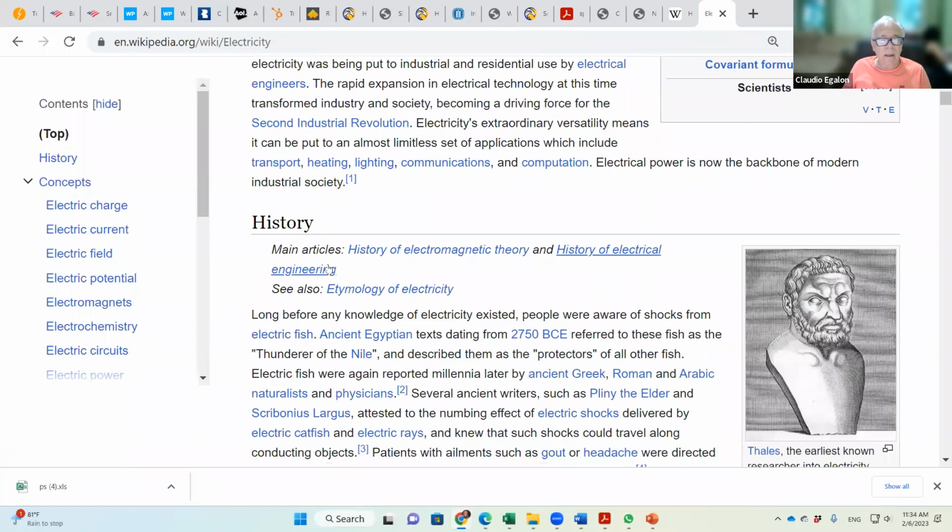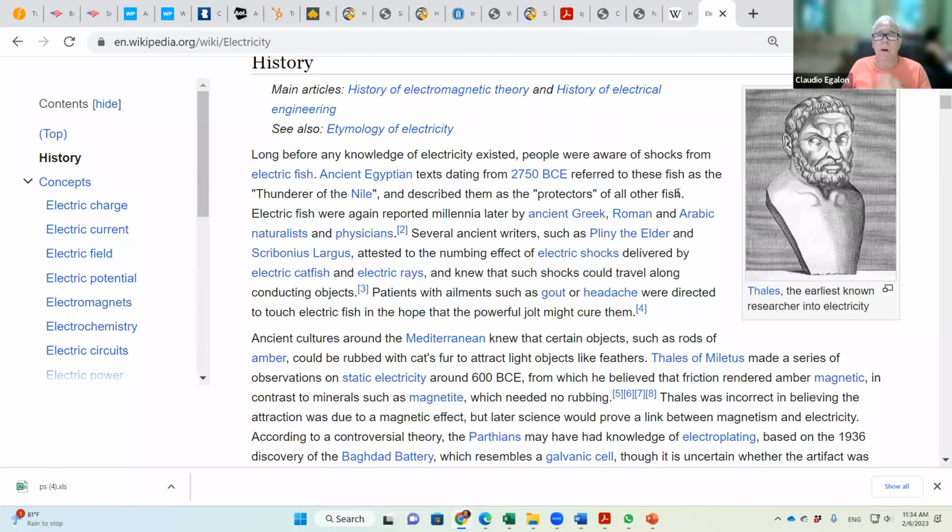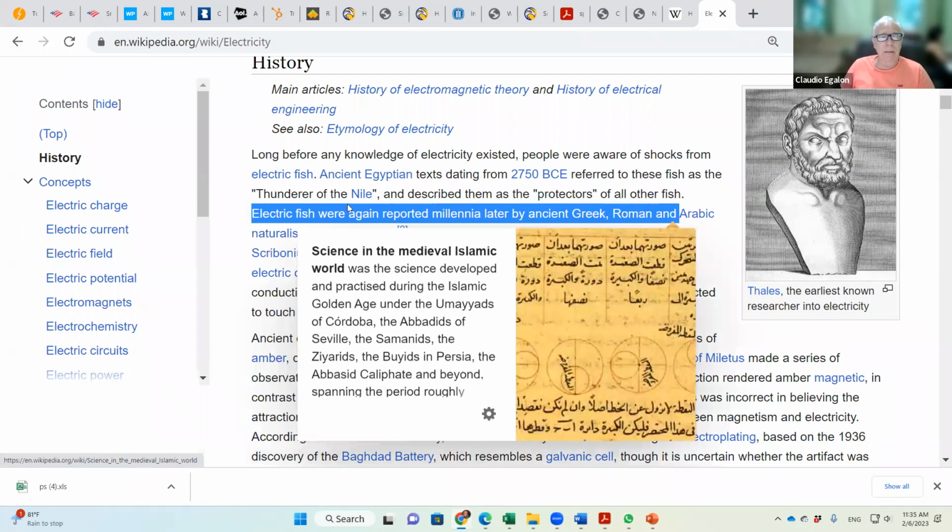Long before any knowledge of electricity existed, people were aware of shocks from electric fish. Ancient Egyptian texts dating back to 2750 BCE referred to this fish as the thunderer of the Nile. They didn't know exactly what it was, electricity, but they knew about the electric fishes that had this type of effect on human beings and other creatures around them. They described them as protectors of all other fishes. Electric fish were again reported millennia after by ancient Greek, Roman, and Arabic naturalists and physicians.